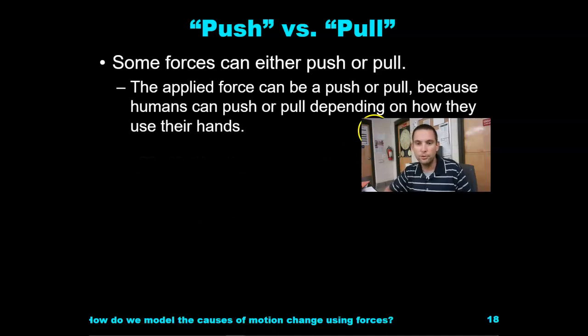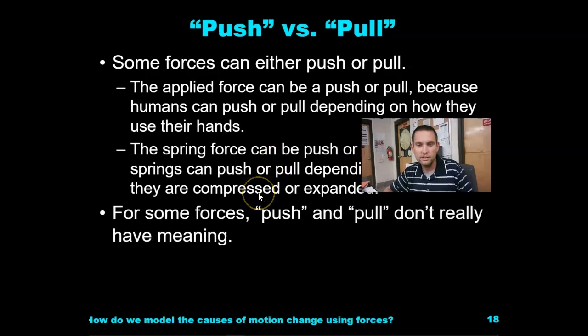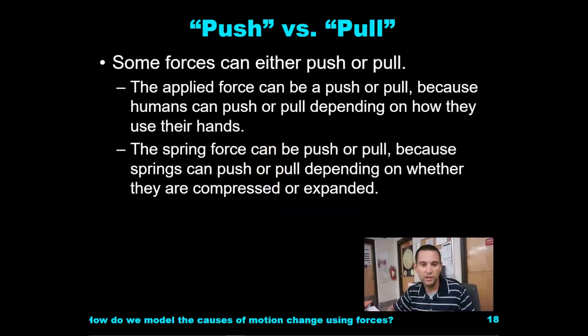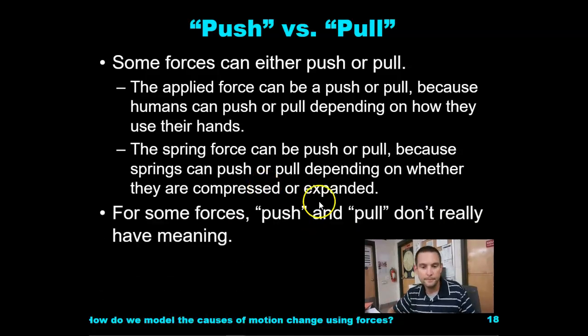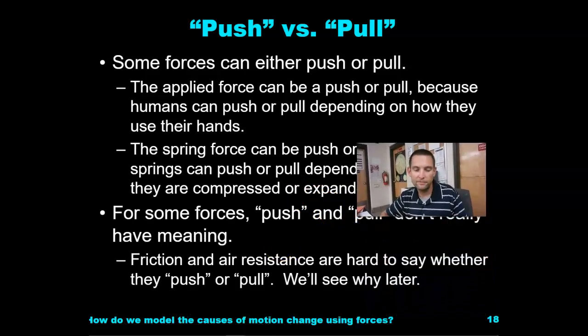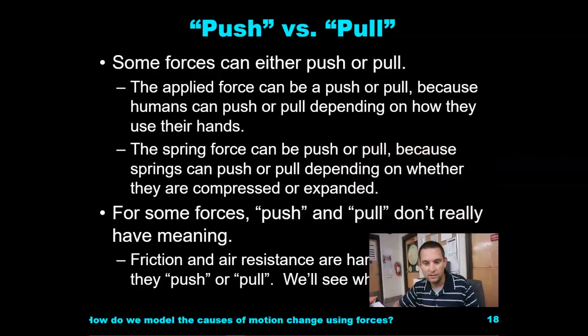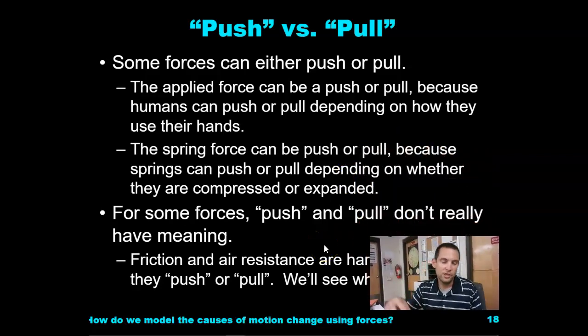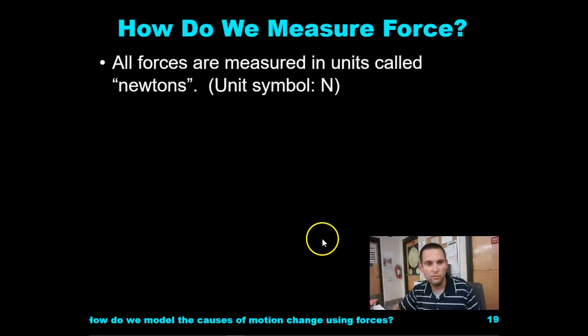Some forces can either push or pull. The applied force can be a push or a pull because when we say applied force, we're talking about force from the hands, depending on how we're using our hands. Spring force can be push or pull because springs push or pull depending on if they're compressed or expanded. For some forces, push and pull don't really have meaning. For example, friction and air resistance are hard to say whether or not they push or pull, and we'll see that later. That's why it's useful to just think of friction and air resistance as opposing motion. Think about it that way and you won't go wrong.